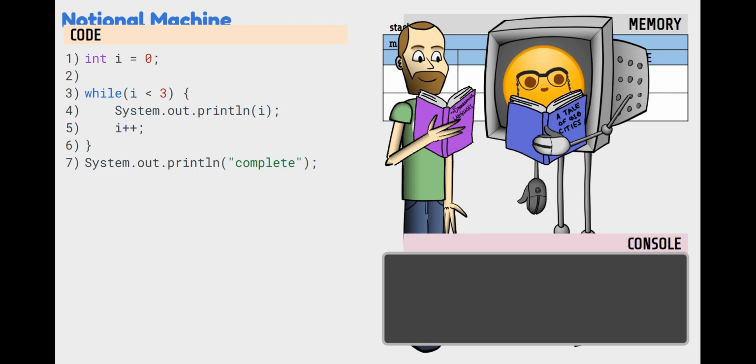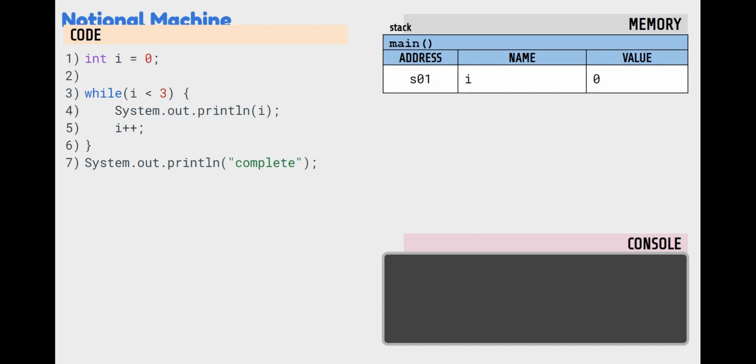As always, look at the code on the left-hand side, read it through, and try to evaluate what will happen when that code is executed. Starting on line 1, we are declaring and initializing a variable named I, and we are assigning it the value of 0. We see that over here in our stack memory on the right-hand side. We have I in memory with the value of 0.